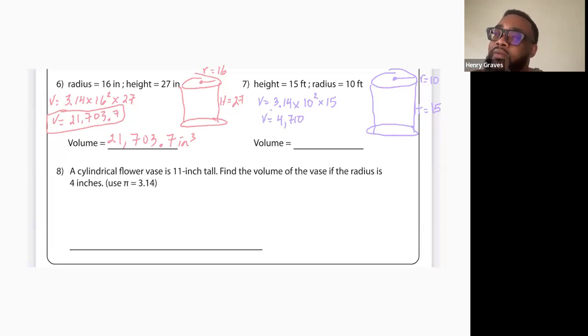4,710 feet cubed. There we go. And the last one, thank the Lord, right? Y'all, I know y'all are tired of math, right? Last one, number 8.